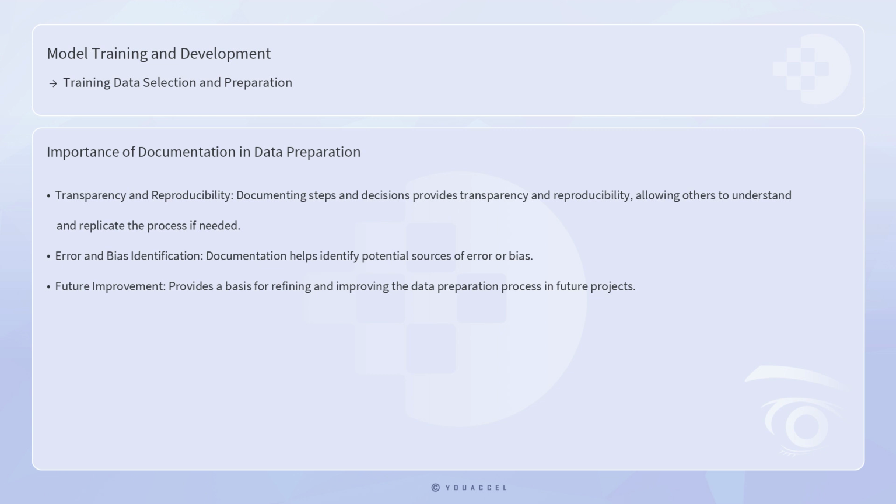Throughout the data preparation process, it is vital to document the steps taken and decisions made. This documentation provides transparency and reproducibility, allowing others to understand and replicate the process if needed. It also helps identify potential sources of error or bias and provides a basis for refining and improving the data preparation process in future projects.